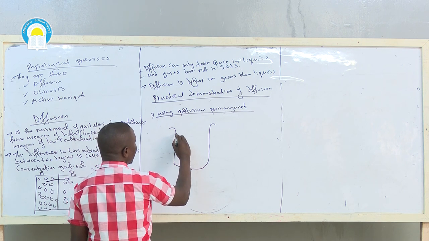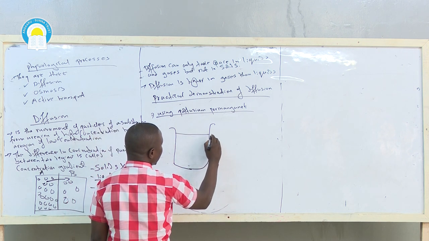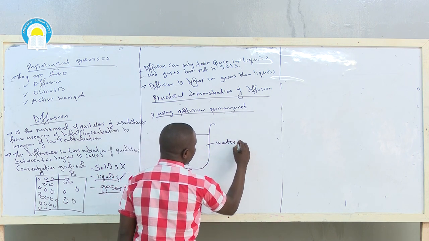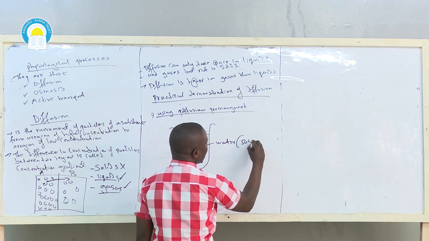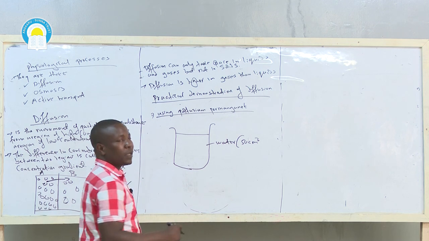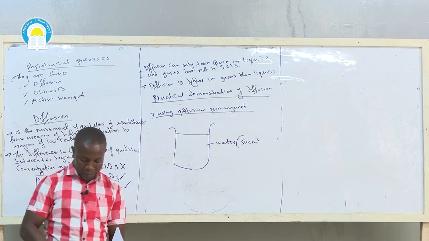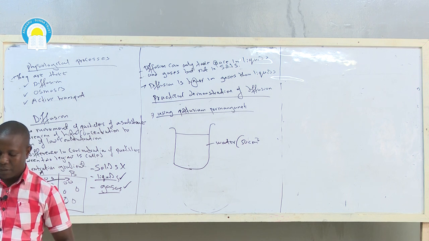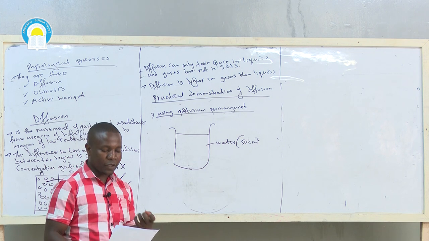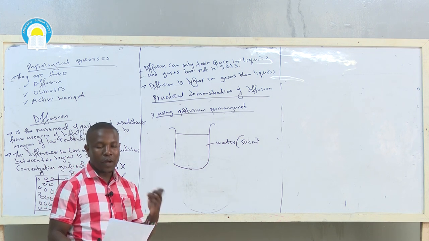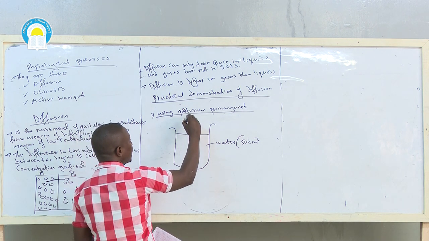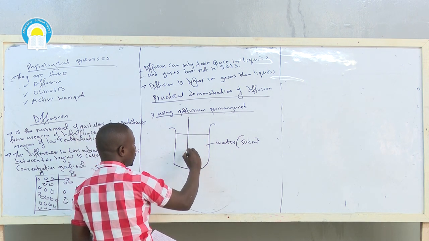So here is our water, and the volume is 50 cubic centimeters. That's the first step. Number two, you select a large crystal of potassium permanganate and drop it through a tube. So when you identify a crystal, you take a straw or tube and place it in the water.